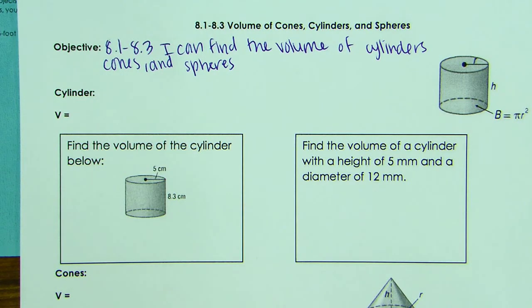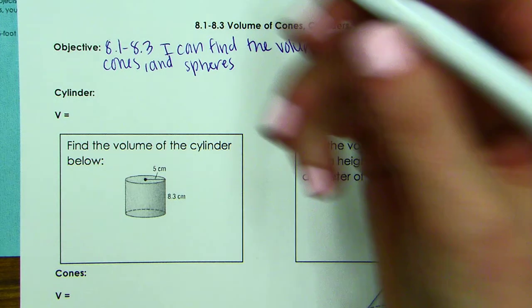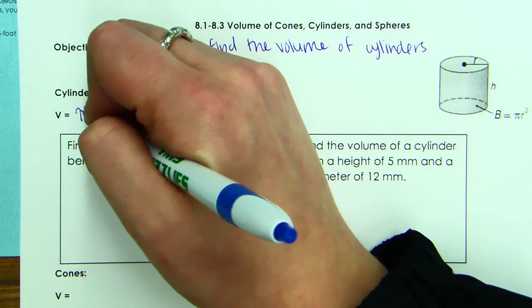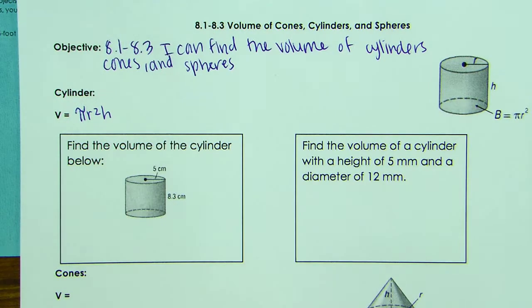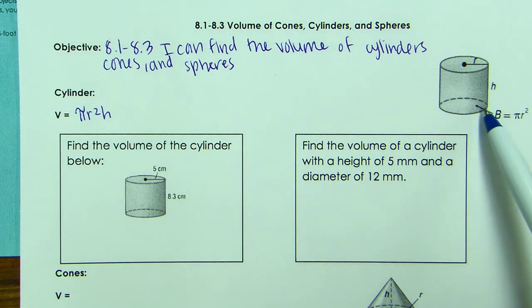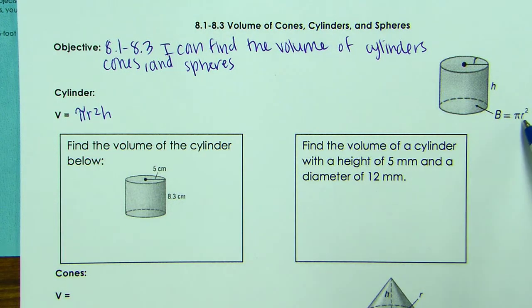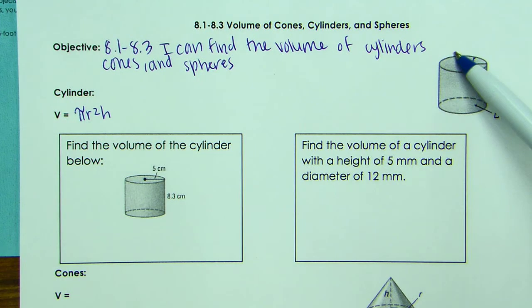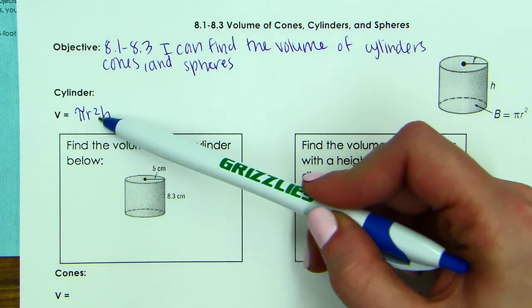So for a cylinder, the formula is pi times the radius squared times height. If I look at a cylinder, the base of a cylinder is a circle. To find the area of the base, we do pi times radius squared. Last year you learned that area of a circle is pi times the radius squared. To find the volume, or how much space this whole shape takes up, you find the area of the base and then multiply that by the height. That's where we get the pi r squared times height.